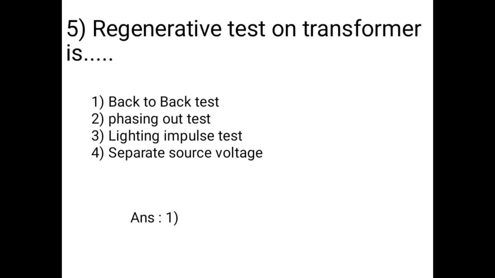Fifth, a regenerative test on a transformer is. Meaning, what is the other name of the regenerative test? मीन्स रिजनरेटिव टेस्टलाच दुसरं नाव कोणतं आहे? तर ऑप्शन्स आहेत बॅक टू बॅक टेस्ट, फेजिंग आउट टेस्ट, लाइटिंग इम्पल्स टेस्ट, सेपरेट सोर्स व्होल्टेज. So the answer is option 1, back to back test is also called the regenerative test on a transformer.